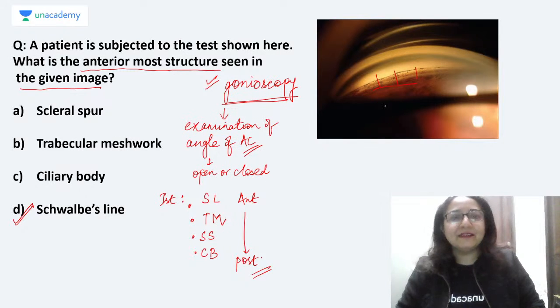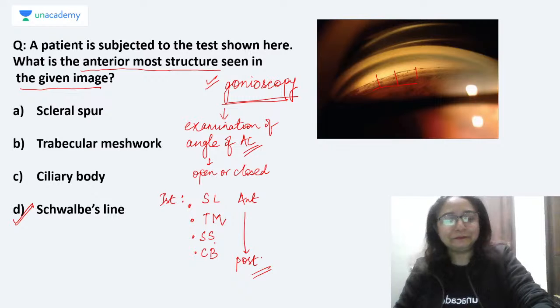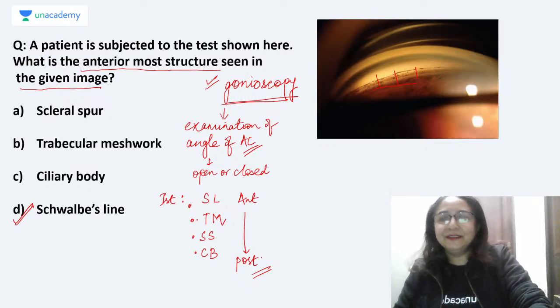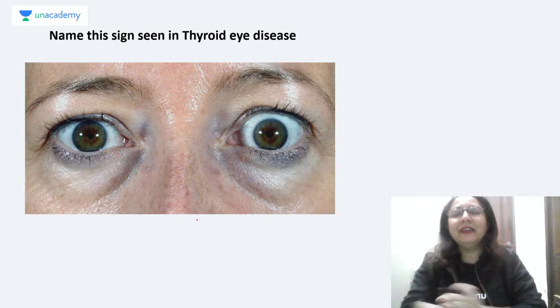So this question is telling us that we need to recognize what test is being done. This is your gonioscopy test, and then we must know what structures we see in the angle of the anterior chamber, right? So lately glaucoma has been a very favorite topic with the examiners. Okay, moving on to the next question.